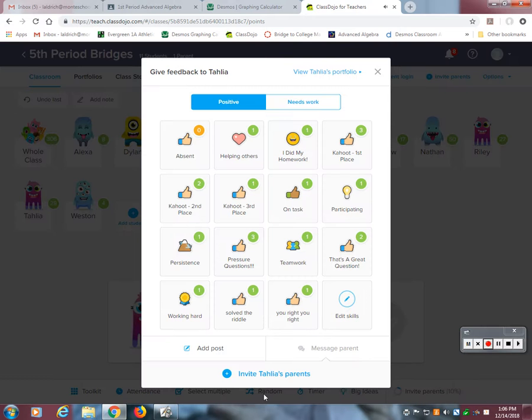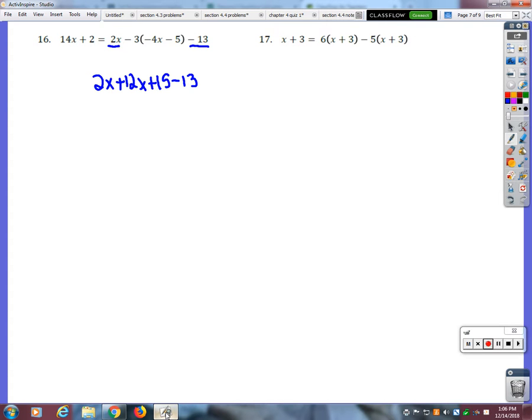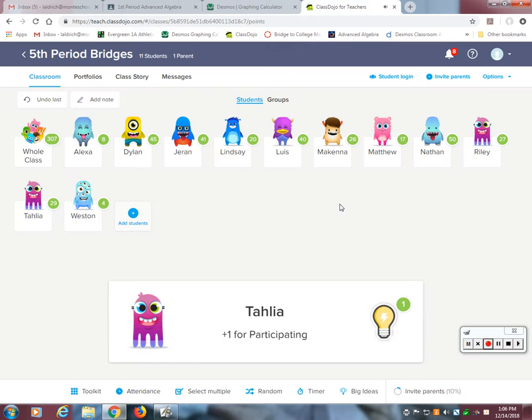Okay, Talia, what can you combine in there? Okay, 2x and 12x makes a total of 14x. And then 15 take away 13 is 2. All right, and that is the same as the stuff on the left. So, yeah, that checks out.